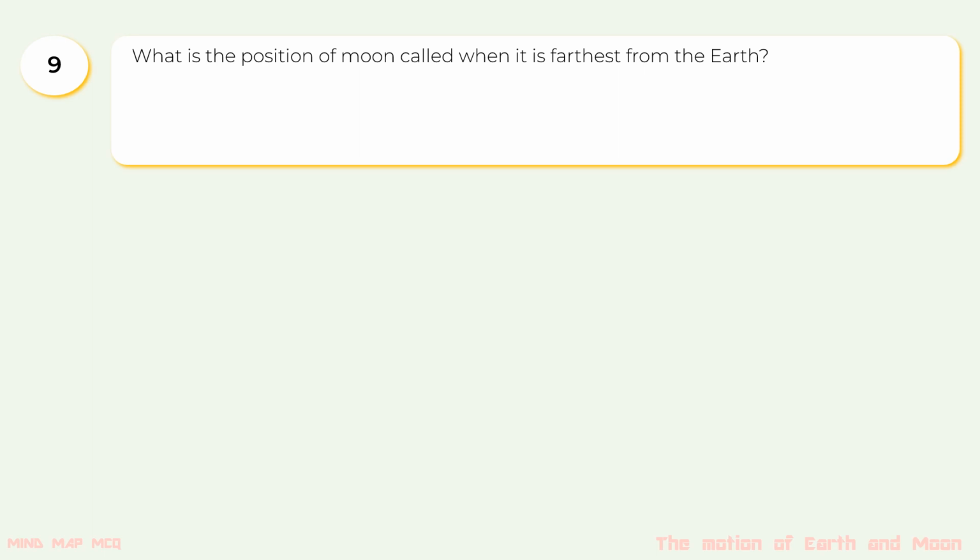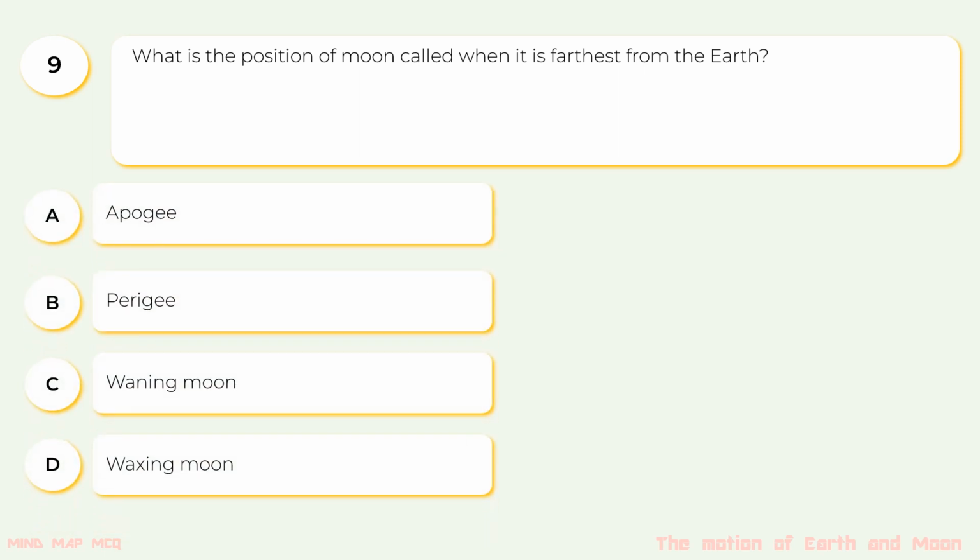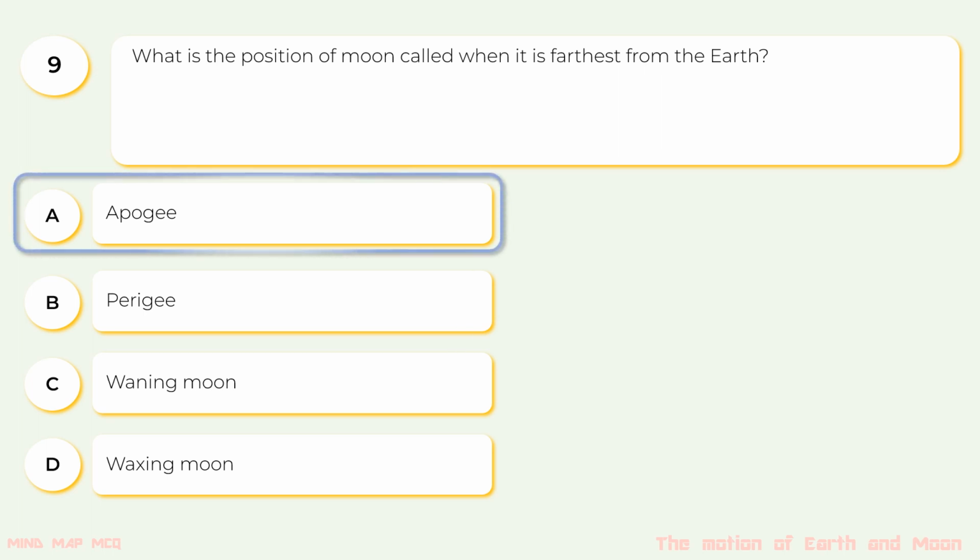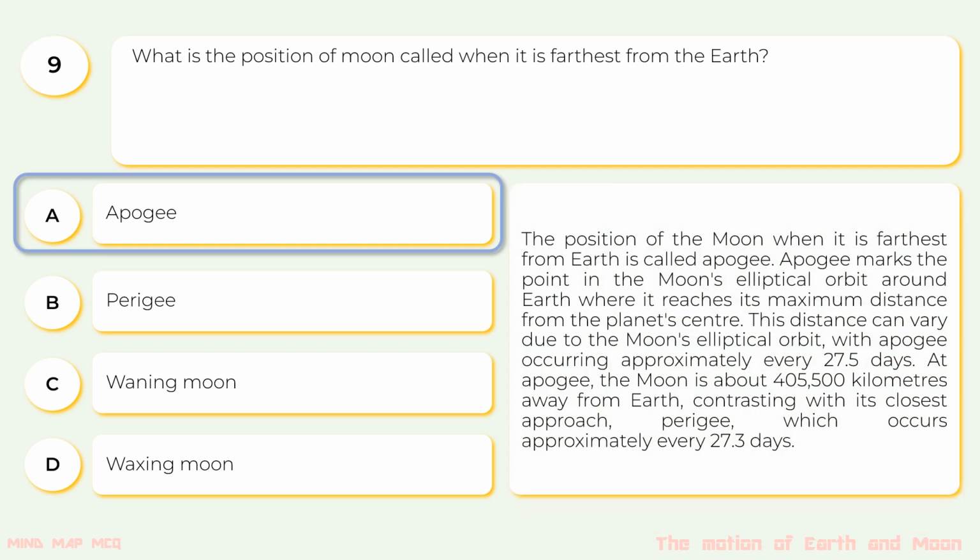9. What is the position of the Moon called when it is farthest from the Earth? The options are A. Apogee, B. Perigee, C. Waning moon, D. Waxing moon. The correct option is A. Apogee. The position of the Moon when it is farthest from the Earth is called apogee.